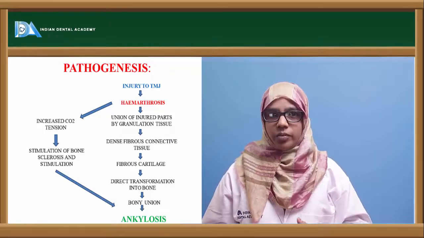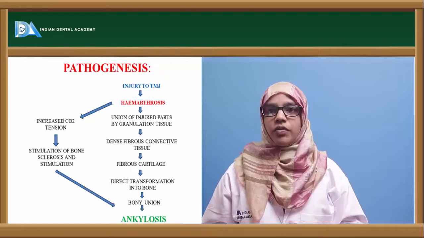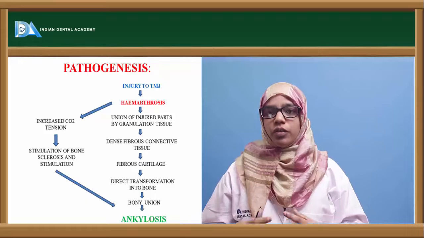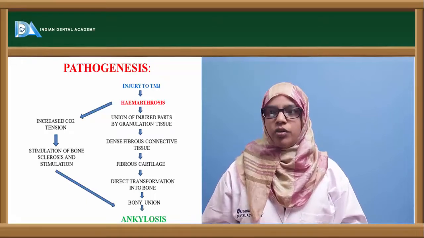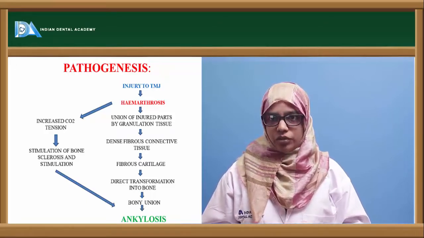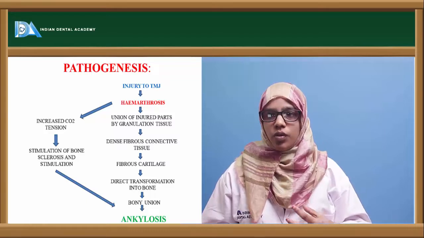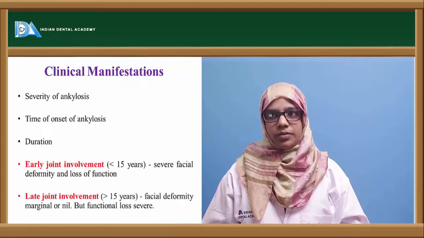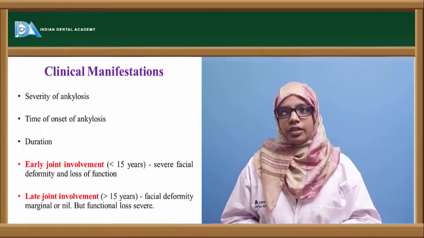There is collection of blood which results in formation of hemarthrosis. Now this hemarthrosis eventually forms granulation tissue, which forms dense fibrous connective tissue. After this, it undergoes organization and forms thick bone, resulting in ankylosis. Let's move on to the clinical features.